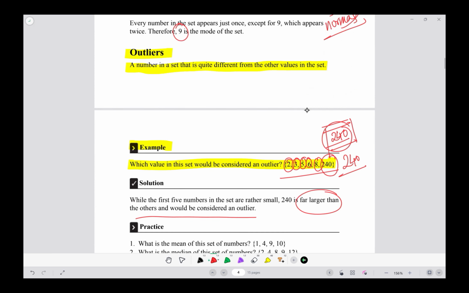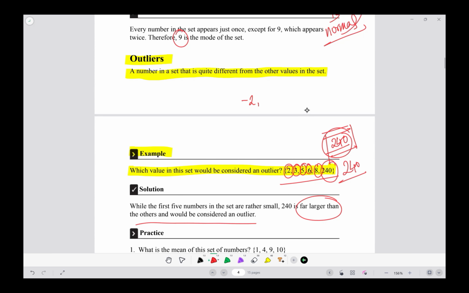An outlier can also be small or different in sign. Maybe, for example, -2, -3, -9.99, -4, 5, and then -22, 20.2, and we have a number +5. So in this set, just giving you an example, +5 would be the outlier.